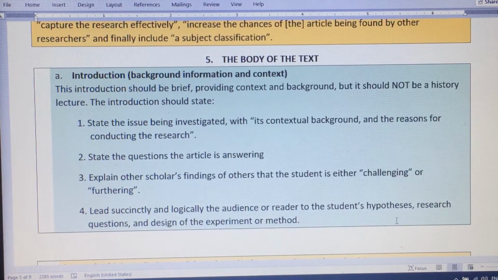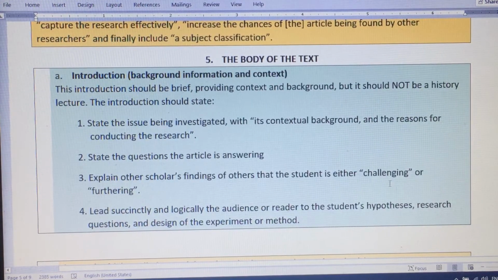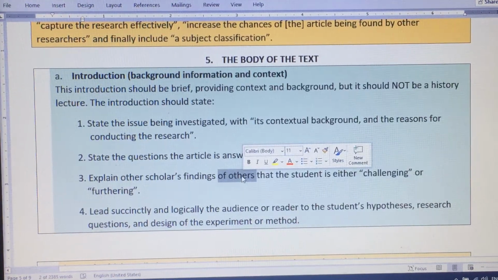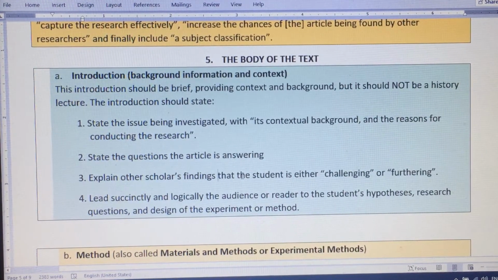Of course, the second element which you need to include in the introduction is the questions that you are trying to answer in this article that you're writing. And number three is you are explaining what other scholars have actually found in their own research. So their findings and the findings of others, whether it's other students or other scholars, these findings are very, very important. So you need to be focusing on that.